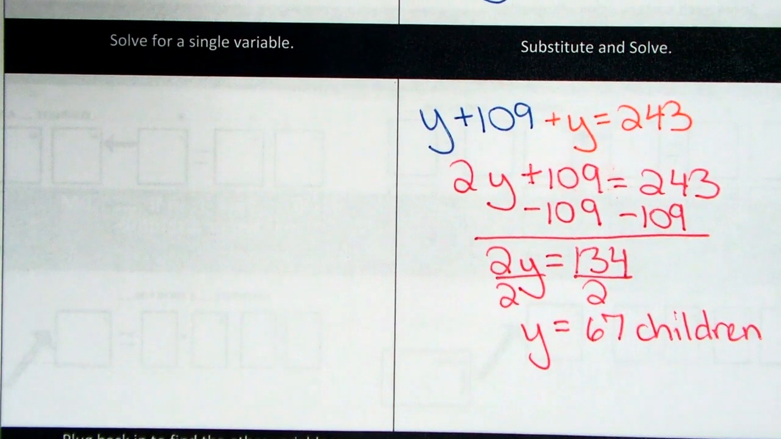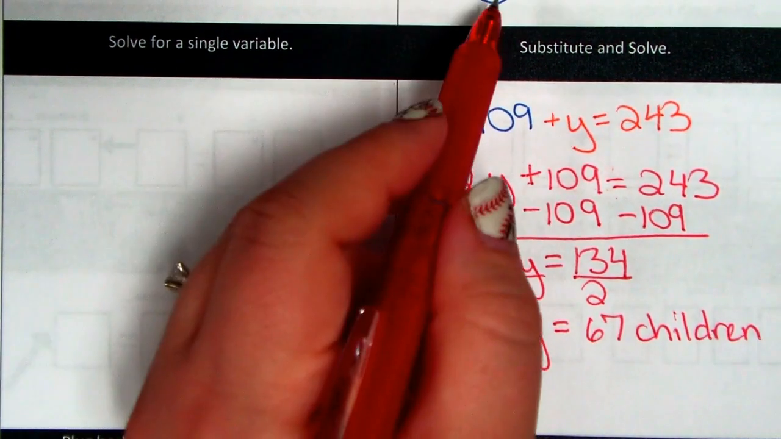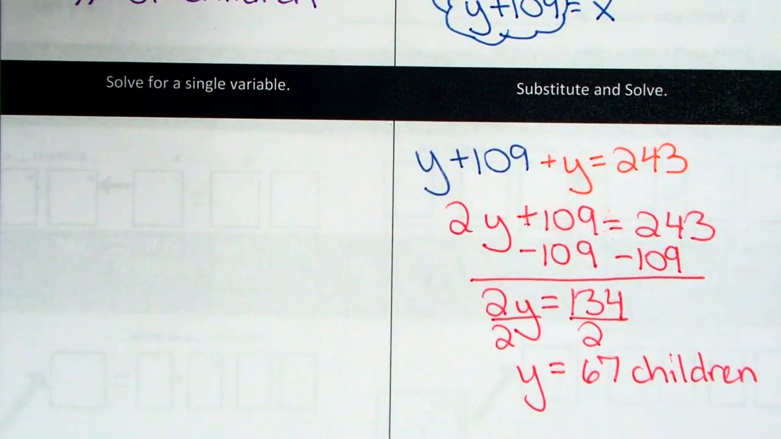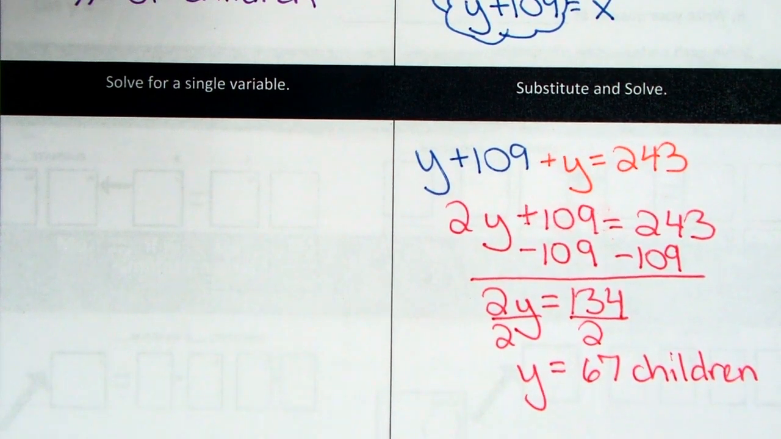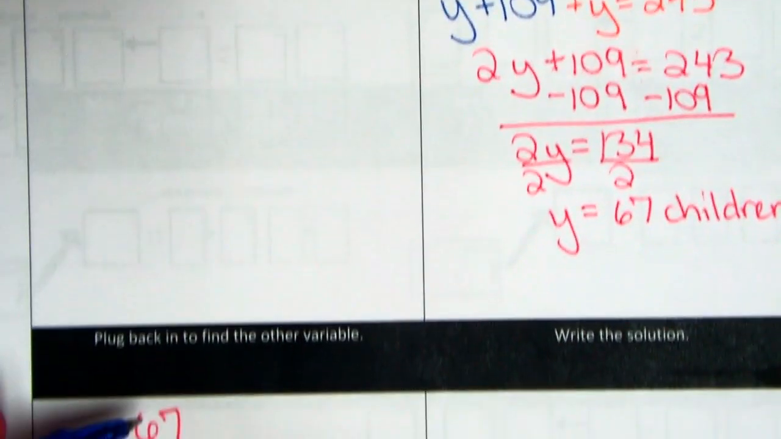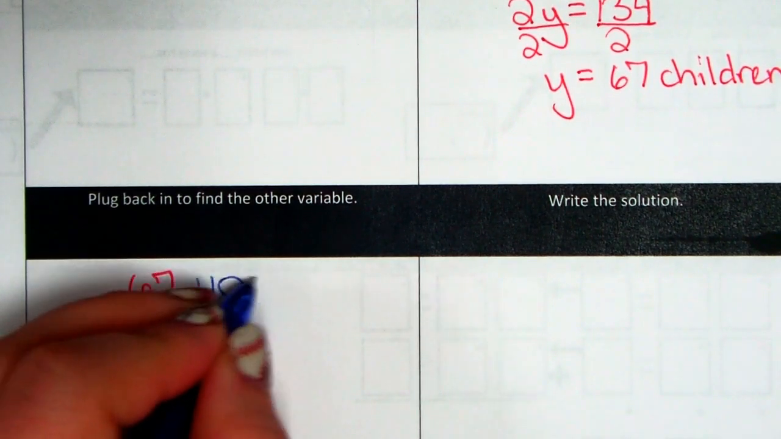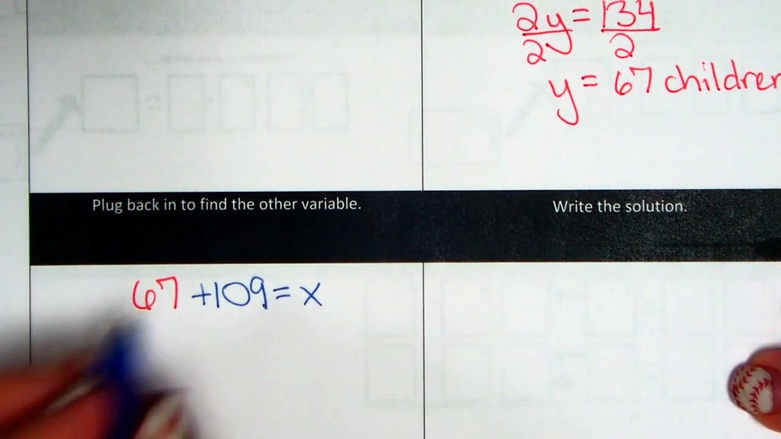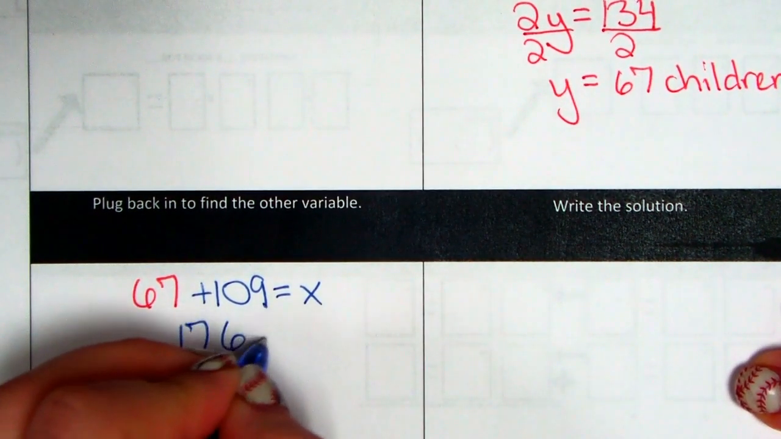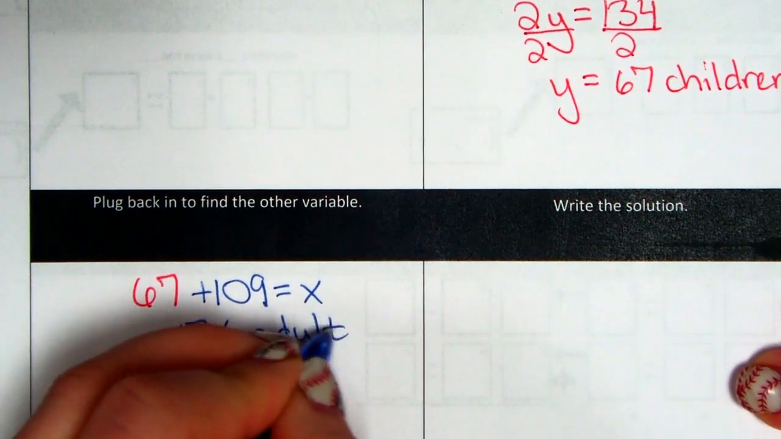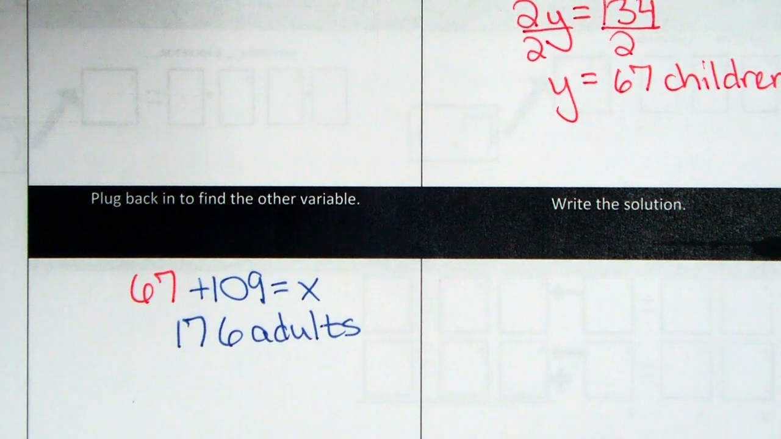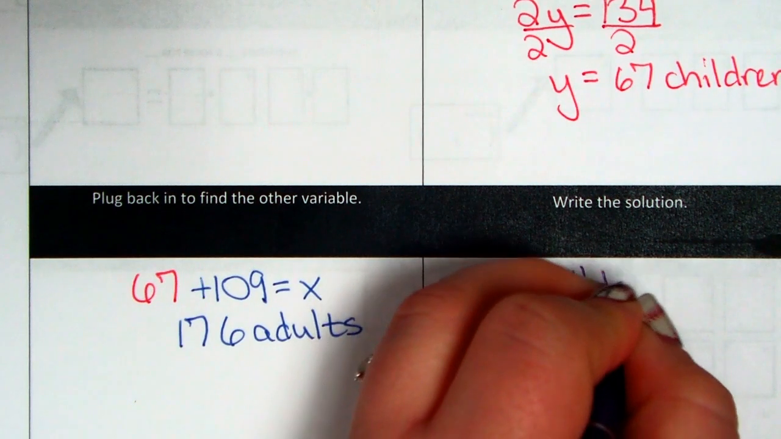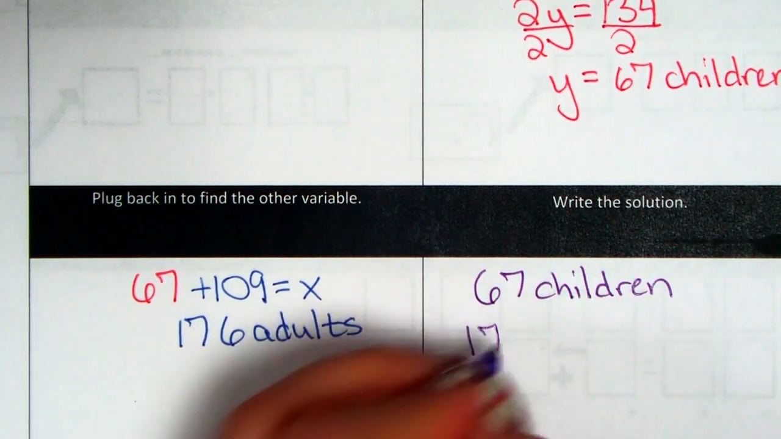So we're going to take that amount and plug it back in to this equation to figure out how many adults there are. 67 plus 109 would equal the total number of adults in the room. 67 plus 109 is 176 adults. So we can write our solution by labeling the number of children and finally the number of adults.